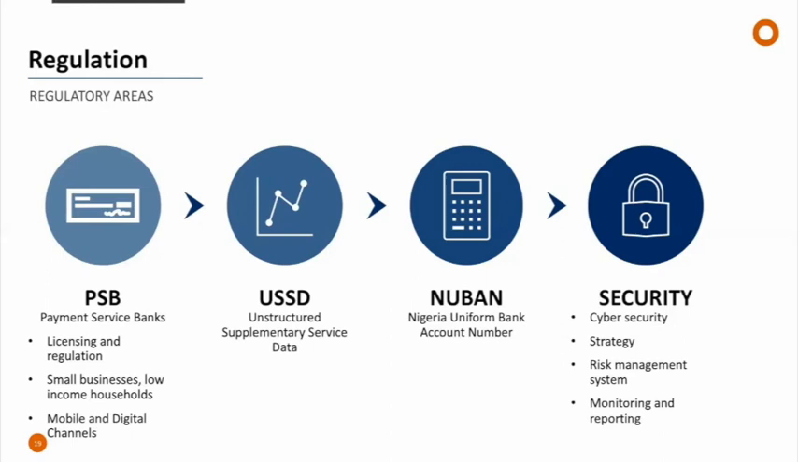Obviously, with new technology, the changing landscape, security obviously is a big problem. There was the Cyber Crimes Prohibition and Prevention Act in 2015 as well, which really set issues around the strategy for ensuring security, what sort of risk management systems to put in place, and then monitoring and reporting as well to ensure security.